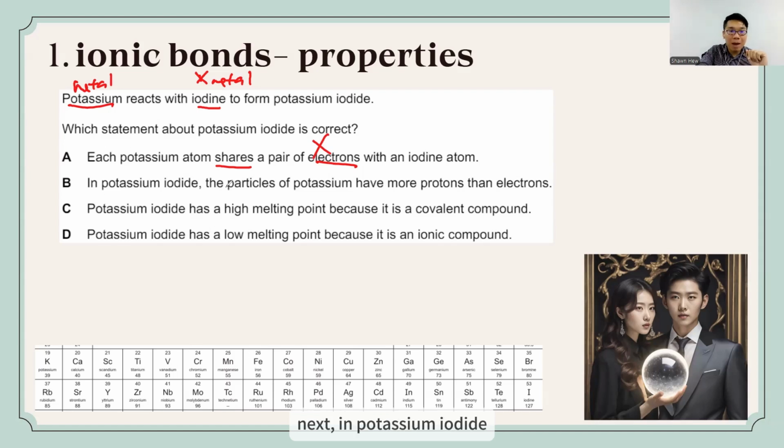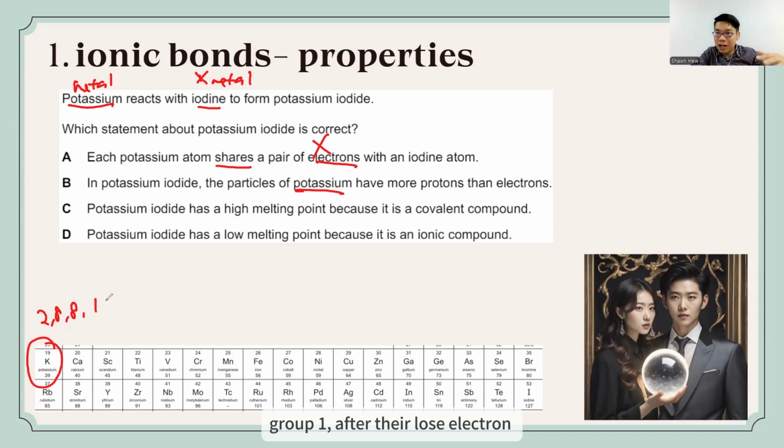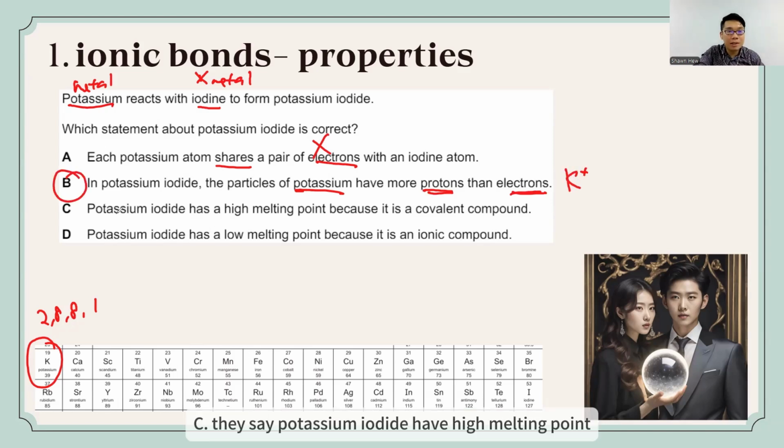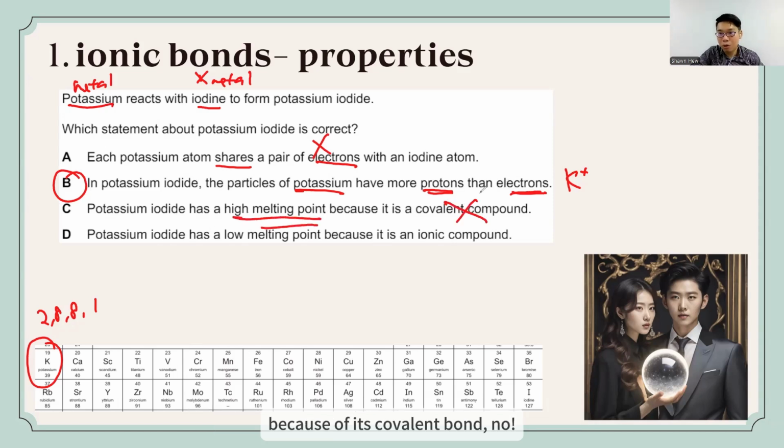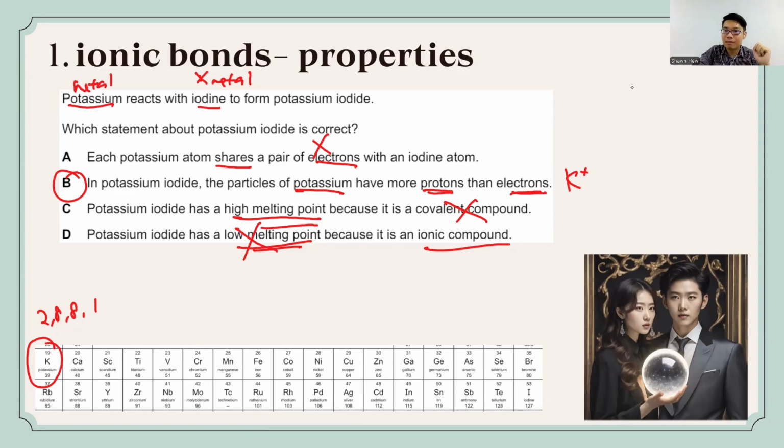Next, in potassium iodide, the particles of potassium have more protons than electrons. Group 1, after they lose an electron, of course the proton number will be 1 more than the electron number. So that's why we will have K+. So here is correct. C, they say potassium iodide has a high melting point because of its covalent bond. No, it's not a covalent compound, it's an ionic compound. D, potassium iodide has a low melting point. No. Ionic compounds have a high melting point.